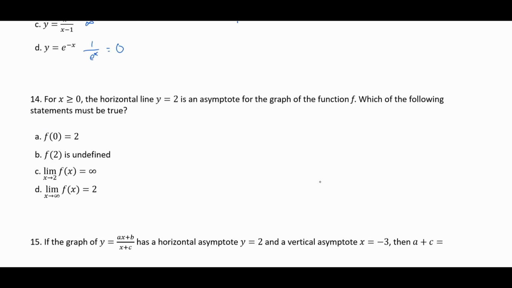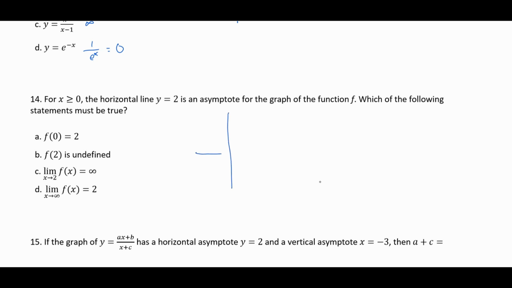All right, on to question 14. For x is greater than or equal to 0, the horizontal line y equal to 2 is an asymptote for the graph of the function f. Which of the following statements must be true? So the horizontal line y equal to 2 is an asymptote for the graph of the function f, and for x is greater than or equal to 0.